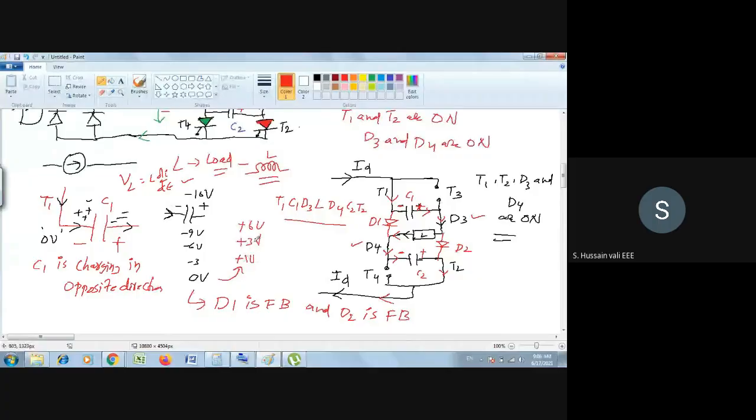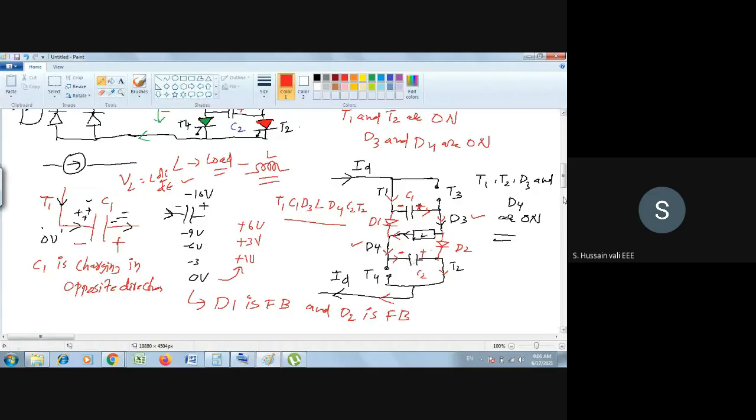So when you are still sending the current through that, you will find out that the diodes D1, D2 will become forward biased. When they become forward biased, the capacitor voltages of C1, C2 become 0. Why are the capacitor voltages becoming 0 from the negative values? Because you are sending the current in the opposite direction.